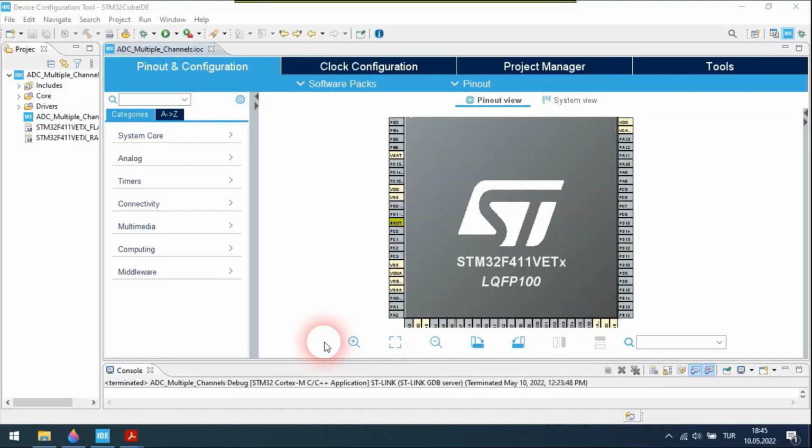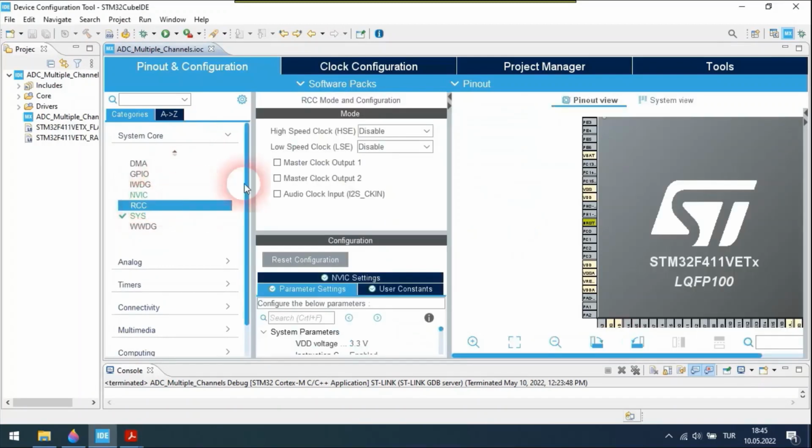Hello everyone, in this exercise, I will show you analog read with multiple channels using DMA. I will use register level programming, but I will use Cube MX only for clock configurations.